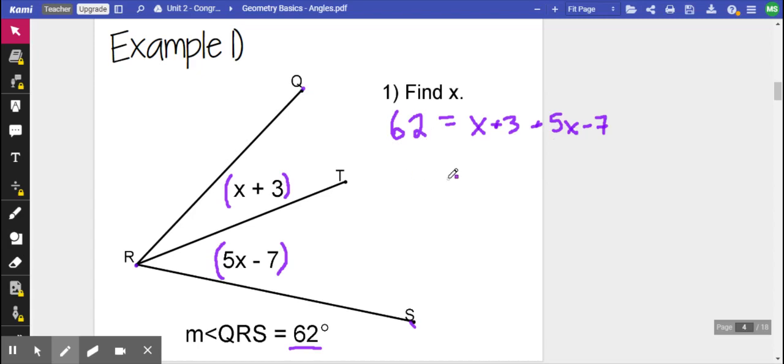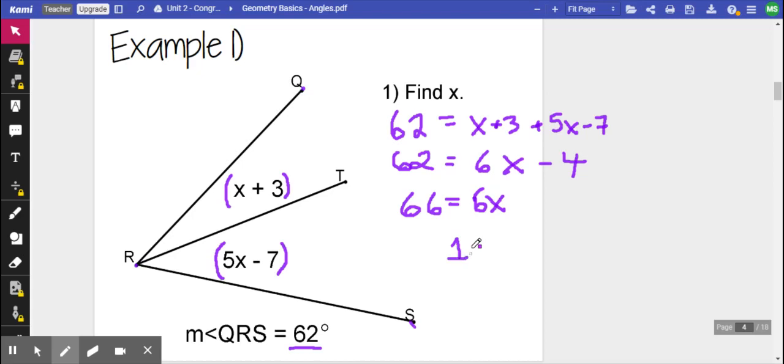We're going to just combine like terms on the right side to get 6x minus 4 is equal to 62. And then we can add the 4 to both sides so that we have 66 is equal to 6x. And if we divide both of those sides by 6, we would get an answer of 11 being equal to x. And we have added these two smaller angles together to get our larger angle.